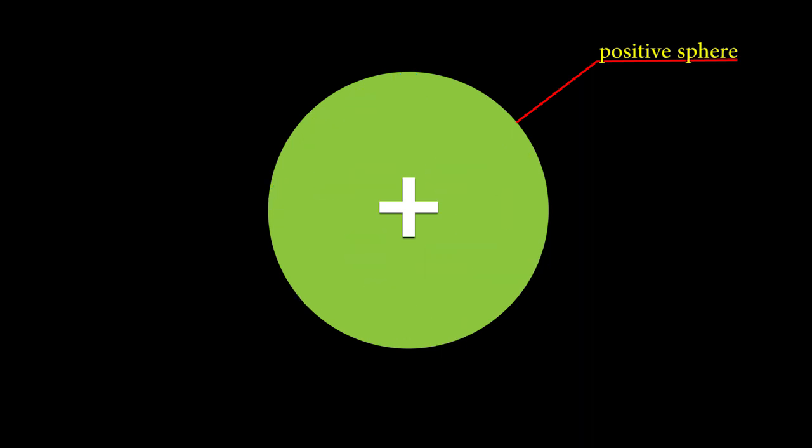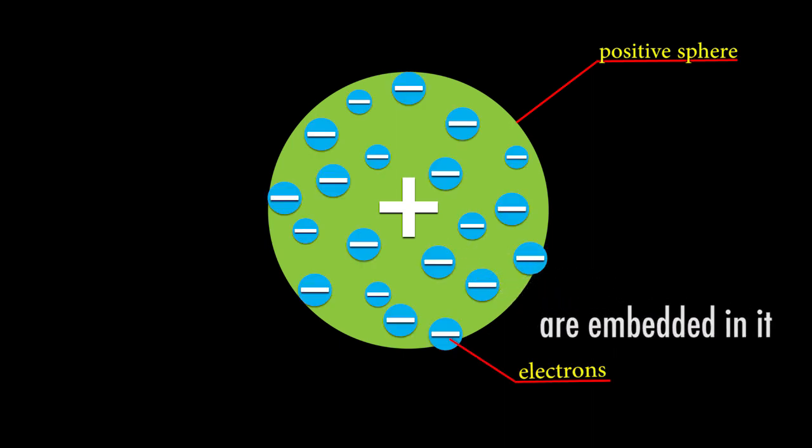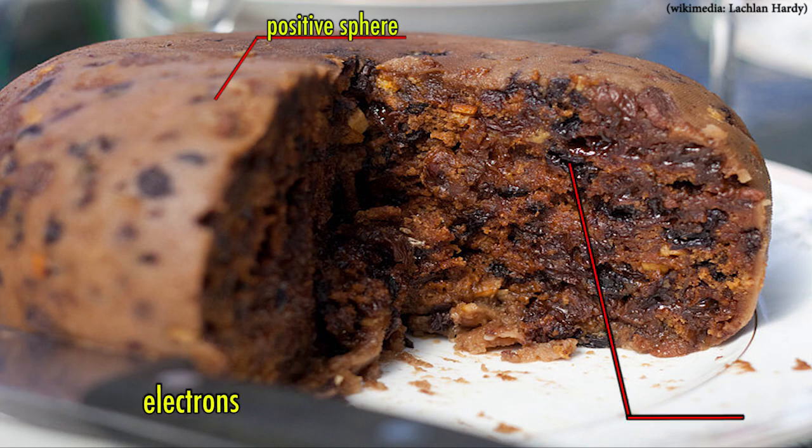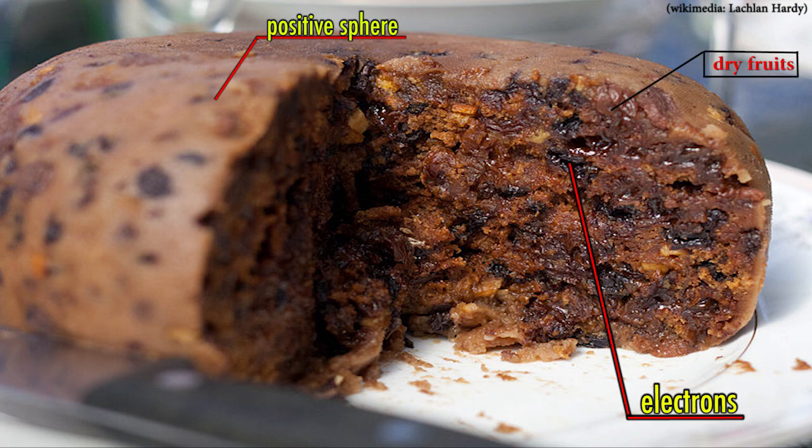Thomson's model of an atom. J.J. Thomson proposed that an atom consists of a positively charged sphere. The negatively charged particles, that is, electrons, are embedded in it. It is similar to a Christmas pudding. The electrons in a sphere of positive charge were like currants, dry fruits, in a spherical Christmas pudding.